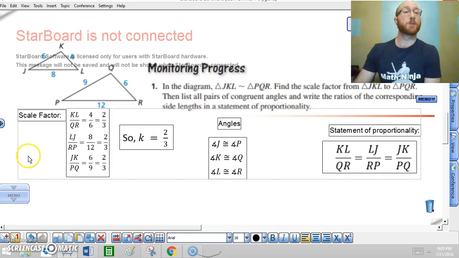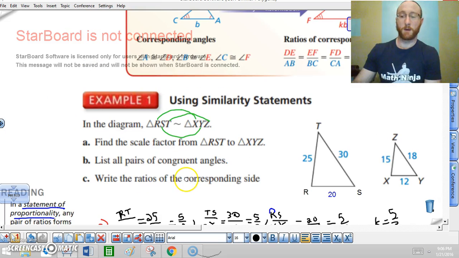And we're back. So, for the scale factor, we write KL over QR, 4/6 is 2/3. LJ over RP, 8/12 equals 2/3, and JK over PQ is 6/9, which equals 2/3. So k, our scale factor, is 2/3. For the angles, angle J is congruent to angle P, angle K is congruent to angle Q, and angle L is congruent to angle R. Our statement of proportionality: KL over QR equals LJ over RP equals JK over PQ. We're just taking these pieces. Hopefully we did alright on that. Alright, next problem.